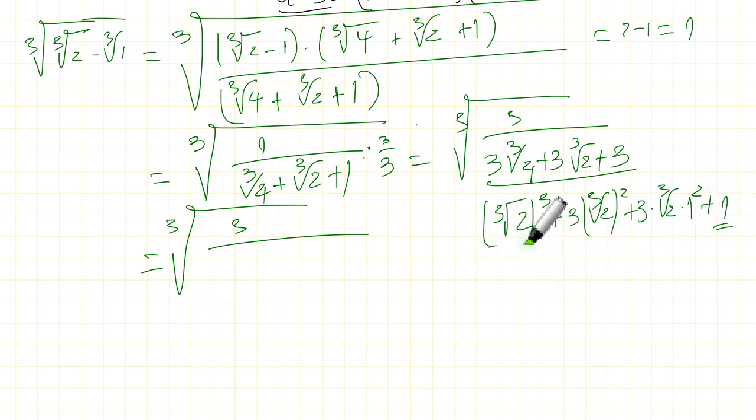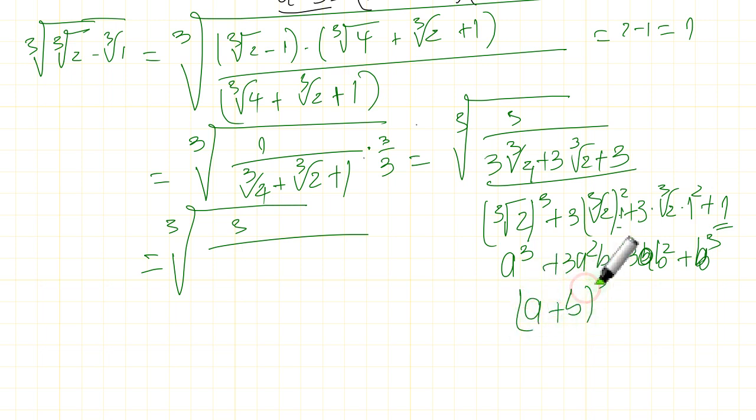And as you can see here, we have something like a cubed plus 3a squared b plus 3ab squared plus b to the power of 3. So this is a plus b to the power of 3.